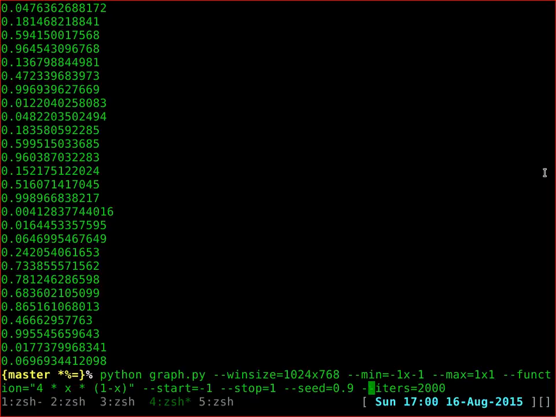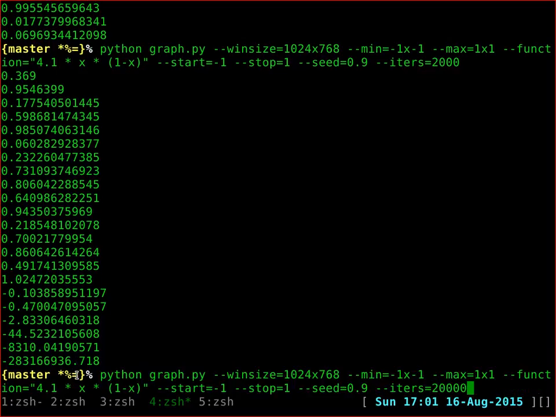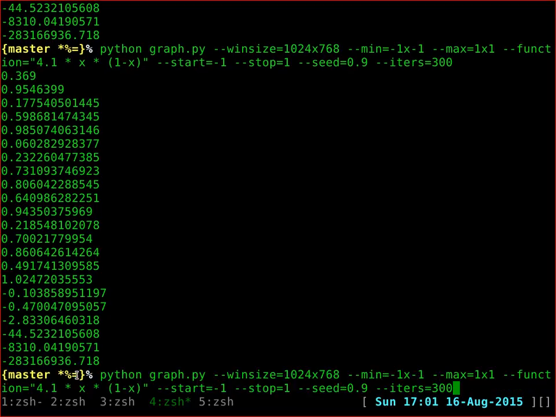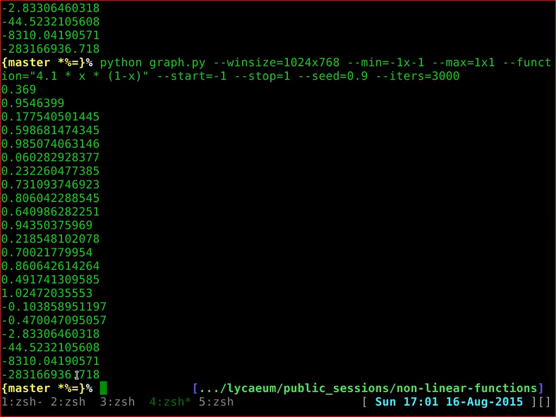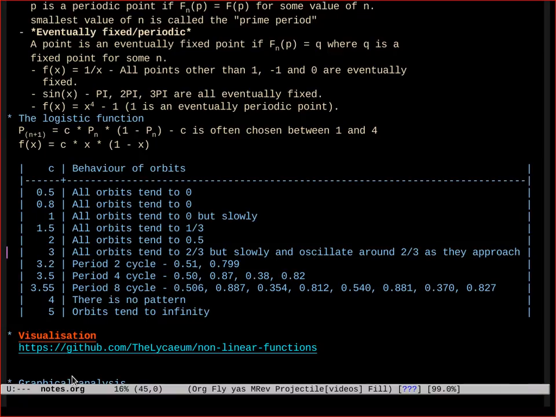Finally, if we go slightly above this, we can see how things just blow up to infinity. Boom. It went out and went down here. So it's already gone up to this. If we increase the number of iterations, so we could, let's say, 2,000, make it 3,000. Yeah. And you can see how the numbers start growing. Alright, so this is the way the logistic function works.